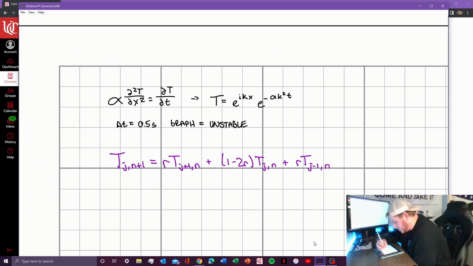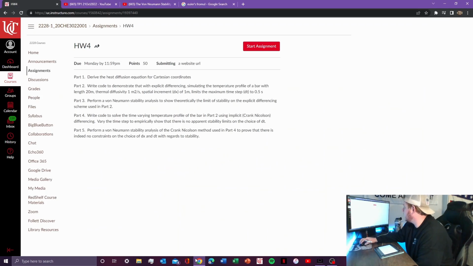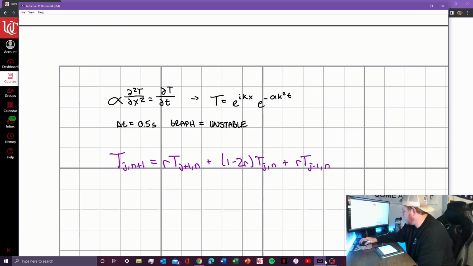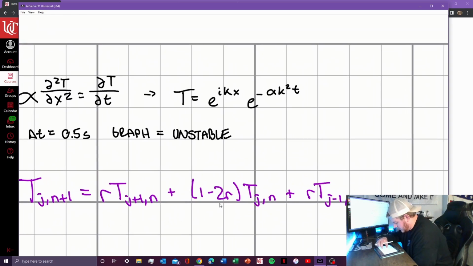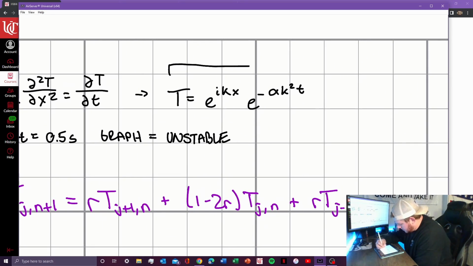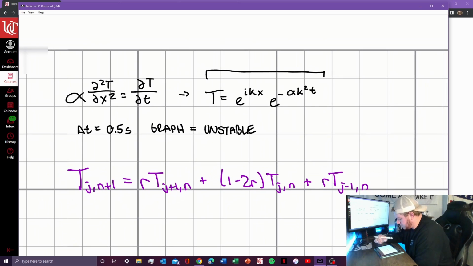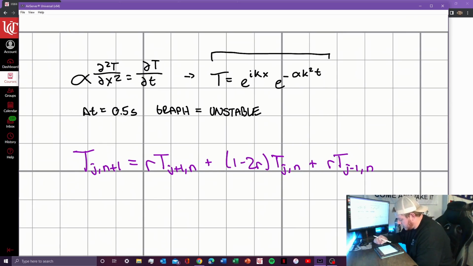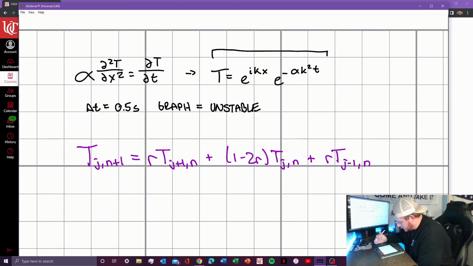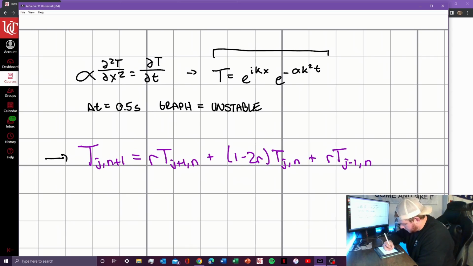So our first equation here is the heat diffusion equation in Cartesian coordinates, which we solved in part 1. And we solved for T out here. That's what this is right here. The solution for that isn't important to the problem, which is why we're not solving it, but it's given right there. After that, we used the differentiation here to get this equation, which we graphed and coded.